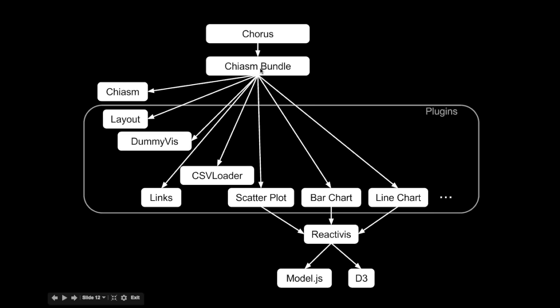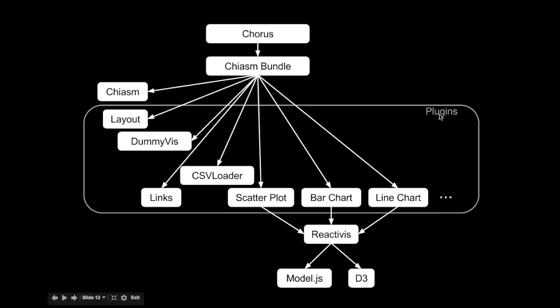And so that's what you're seeing there. But the Chiasm bundle, so this has been a nightmare that I've been struggling with for a while because of the tooling involved with bundling JavaScript files. So ideally, Chiasm should just be the core runtime environment that doesn't contain any plugins at all. That's what I want to have.